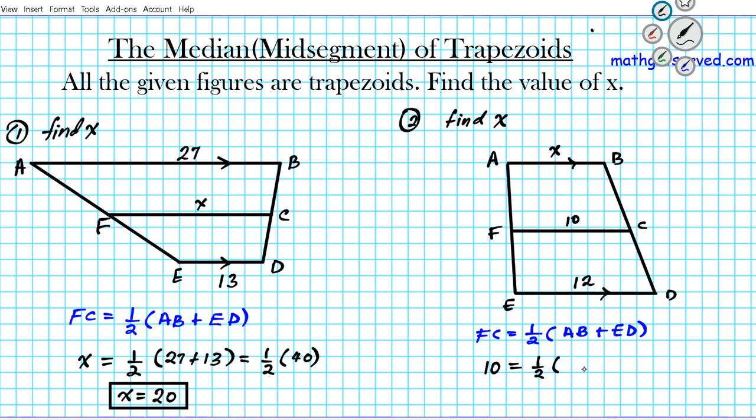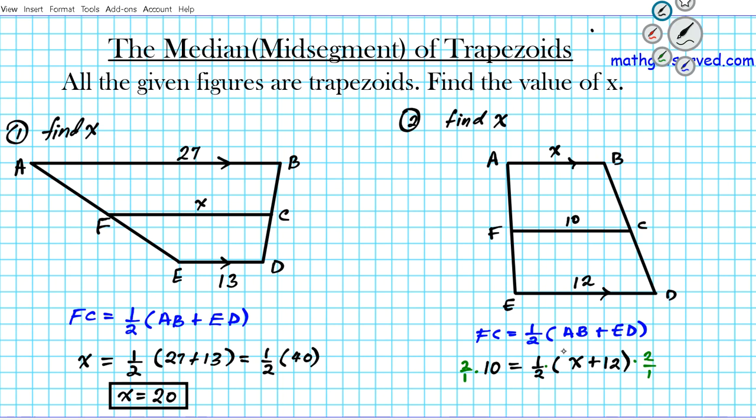AB. AB is x. We don't know what that is. ED is 12. Alright, so we have a resulting algebraic equation. How do we solve this? This 1/2 is irritating. The fractions make the whole process complicated. So let's get rid of that 1/2 right there. So we'll do that by multiplying by its reciprocal, which is 2/1 on both sides of the equation, or you can just multiply by 2.